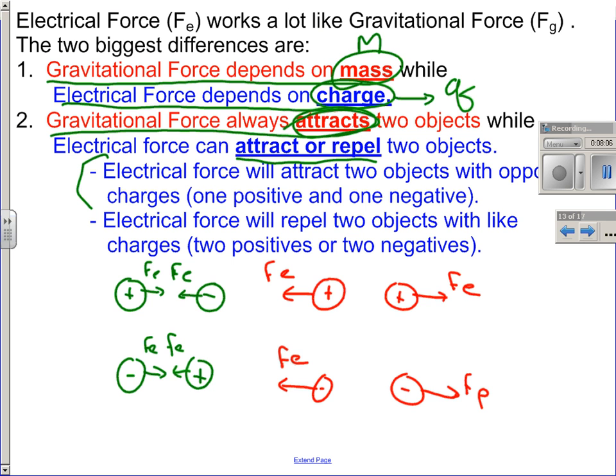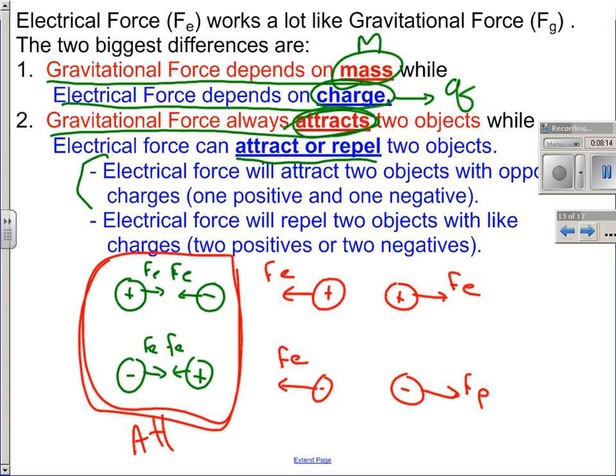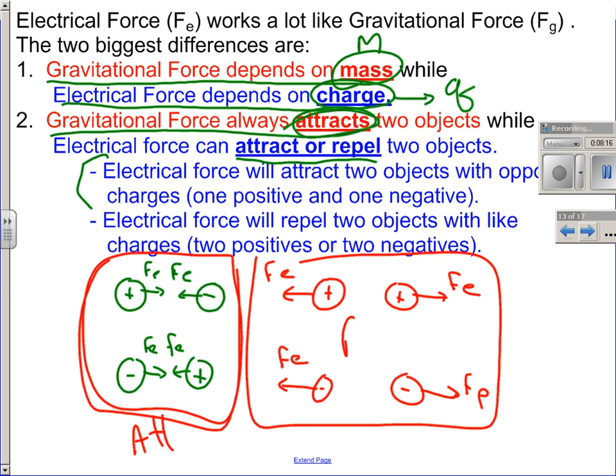So that's different from gravity, right? With gravity always pulls the two objects together like this. But with electric forces, sometimes they attract, and sometimes they repel. So you should know that if they're opposite charges, they point together. If they're like charges, they point apart.